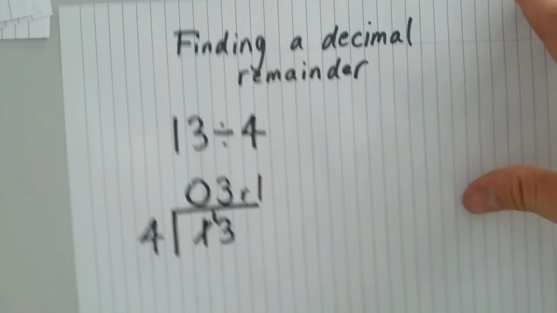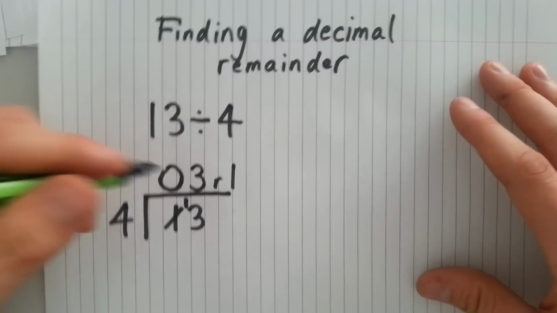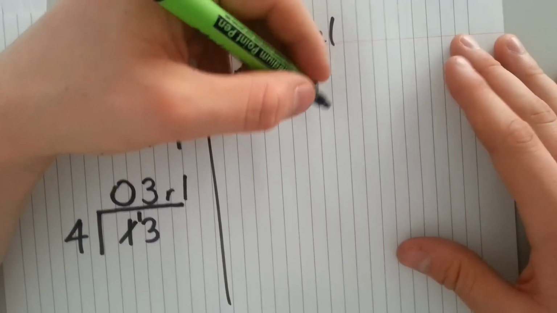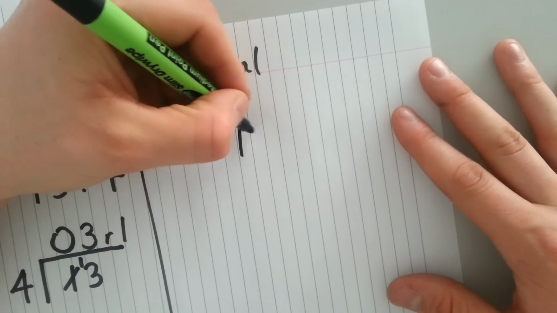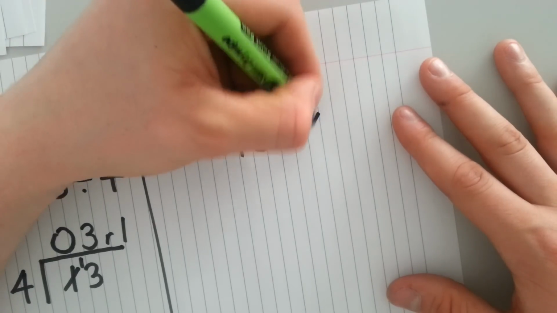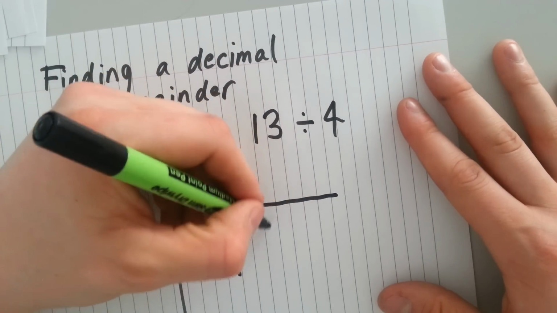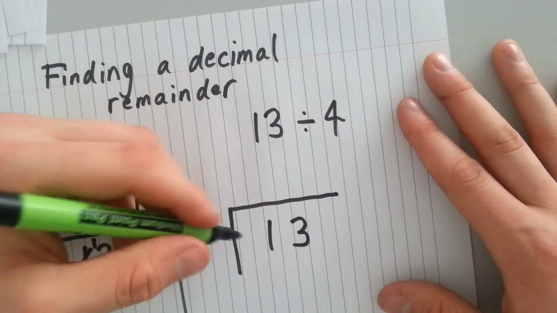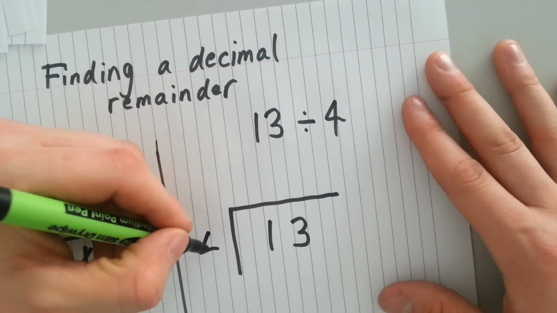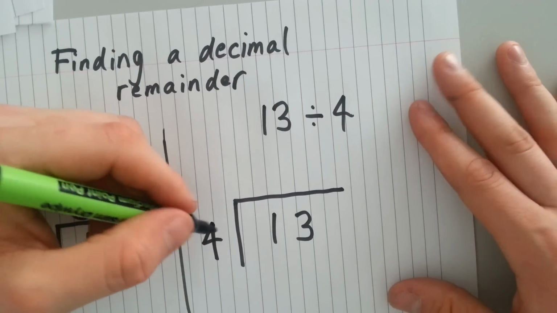Mathematically, that doesn't really mean much to us. We'd rather find what that means as a decimal. So let's try it again. We've got 13 divided by 4. Okay? Same method, we pop it into the bus stop. The number we're dividing, 13, lives inside. The number we're dividing by, 4, this lives outside.